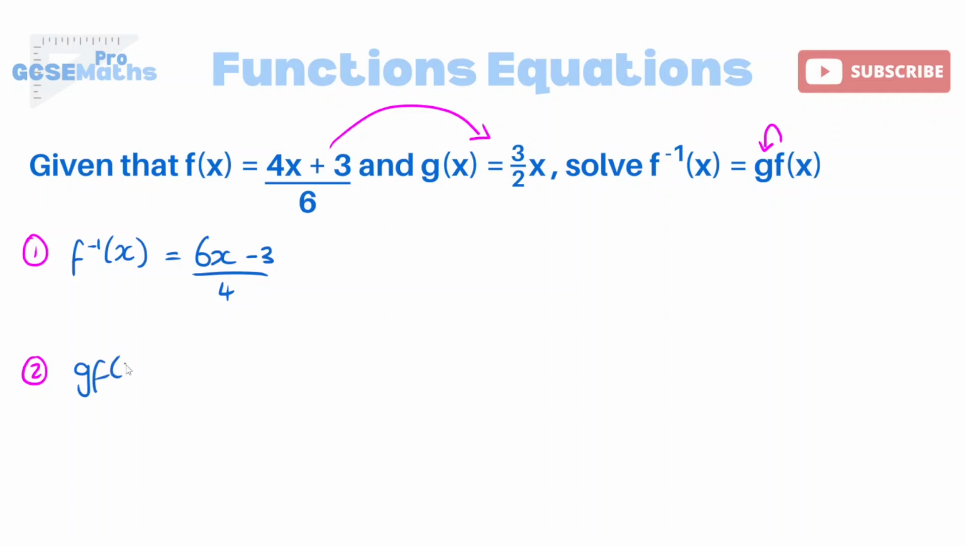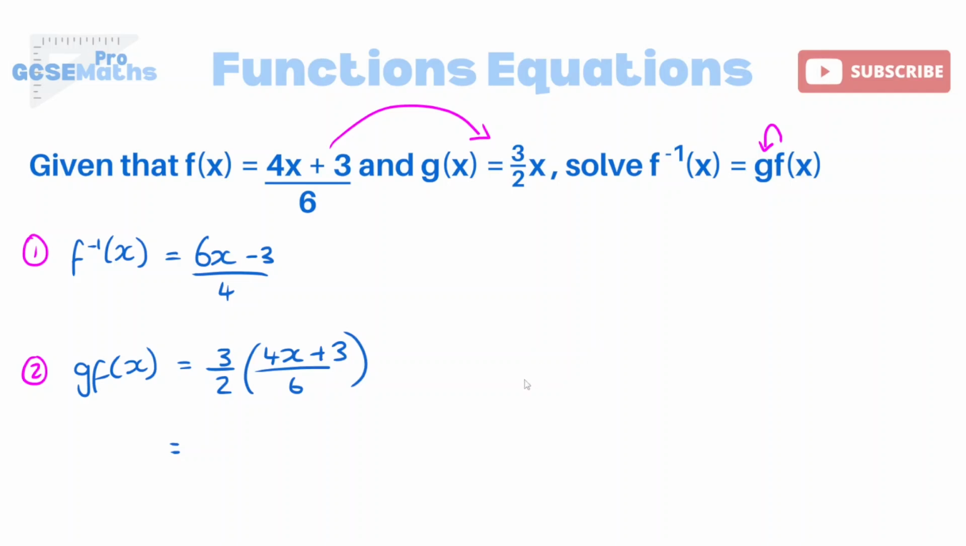g of f of x equals 3 over 2 times by x, but in that case the x is the whole of the f function, isn't it? Okay, so we've got quite a complicated fraction here. Now you can write this into the equation straight away if you want. I might just multiply these two. It's basically just timesing two fractions, isn't it?